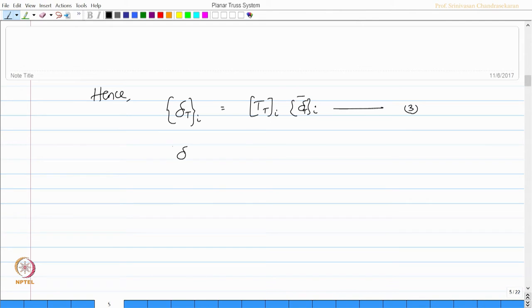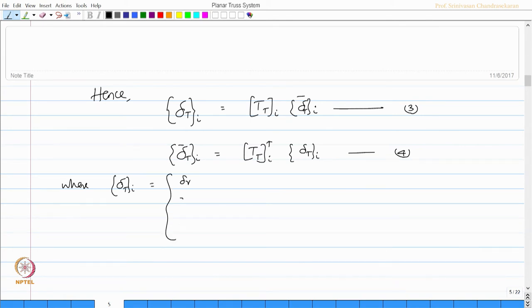Further, if you want to find the responses of the truss member in the reference axis system, delta bar, this can be simply given by T transpose of the truss member with that of the local axis responses, which is equation 4, where delta transpose in the local axis will be simply delta r, delta s, delta t and delta h, whereas delta bar in the global reference axis system will be simply delta bar r, delta bar s, delta bar t and delta bar h respectively.